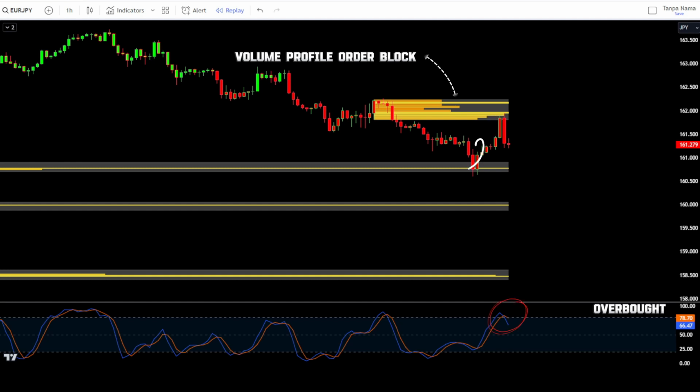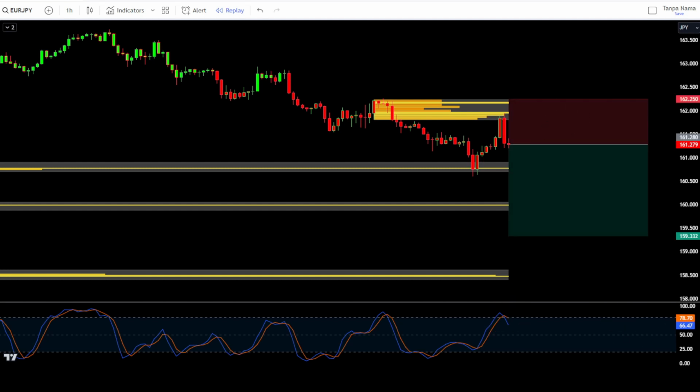Wait until the stochastic oscillator %K line crosses the %D line downward. Lastly, ensure that the formed candlestick is bearish. Place the stop loss above the resistance box or bearish volume profile order block. Target take profit using a risk-reward ratio of 1 to 2.